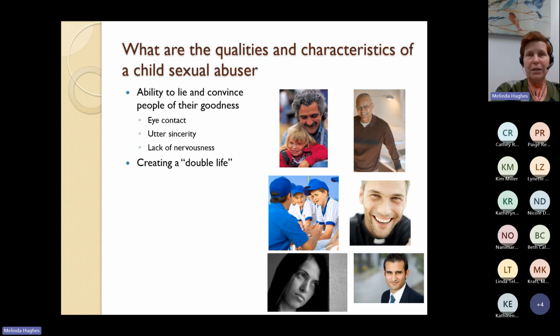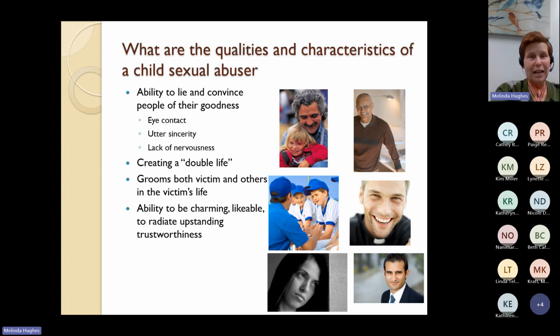So what are the qualities that make a good child sexual abuser? Well, double life, the ability to lie and convince other people of your goodness, of your non-violentness, of your, you're the person to go to in many ways, like good eye contact, a conveyed sense of sincerity, not nervous, but truly a double life where both the child is groomed, but also the adults in the child's life are groomed. You know, the person who's very likable, radiating, there was a phrase I saw, radiating upstanding trustworthiness.